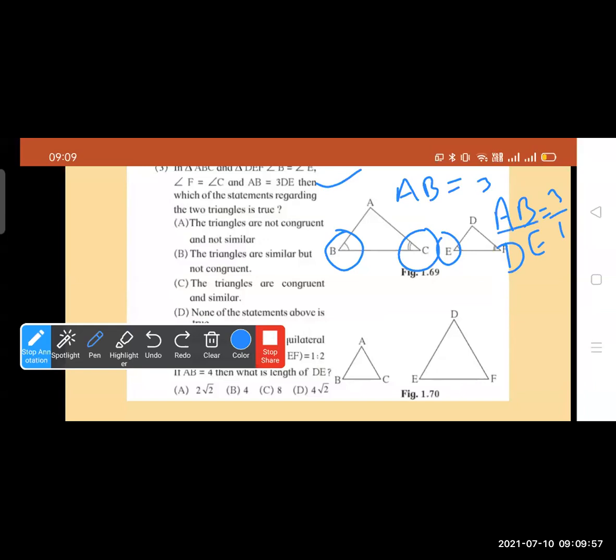So they say first option, triangles are not congruent, not similar. Wrong. This one is wrong. Triangles are congruent, no, similar, no. Second statement, triangles are similar but not congruent. See student, they say that these two triangles are similar, but they are not congruent. So this symbol says that they are equal. So they are equal, that means they are similar. So here we say that B is the correct option. B is the correct option.